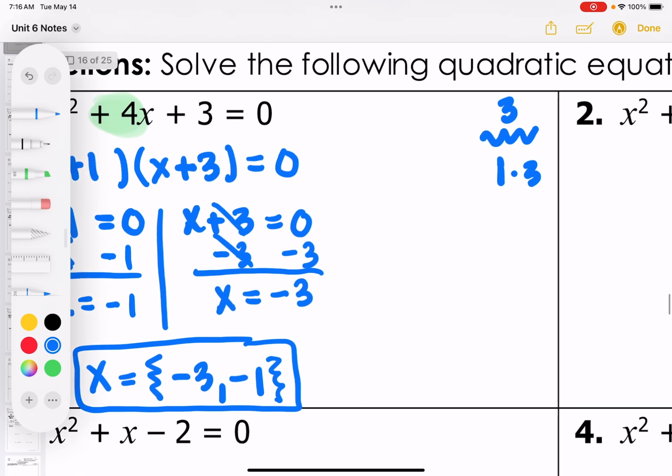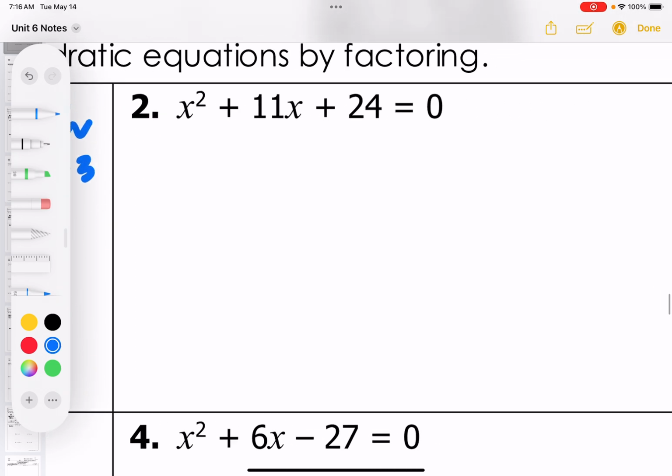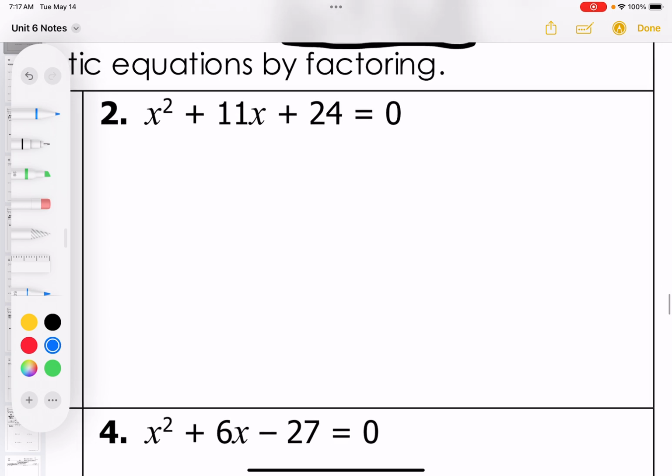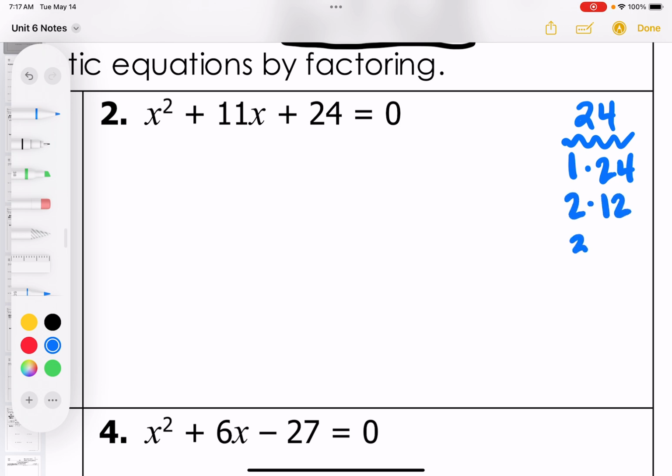All right, number 2. x squared plus 11x plus 24 equals 0. It's equal to 0, so now I'm going to move on to step 2, which is to factor the left side. I want to find things that multiply to give me a positive 24. So 1 times 24, 2 times 12, 3 times 8, 4 times 6, and that's all of them. Now to decide, I need to figure out which ones add together to give me a positive 11.